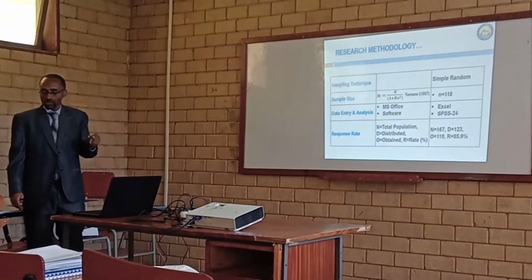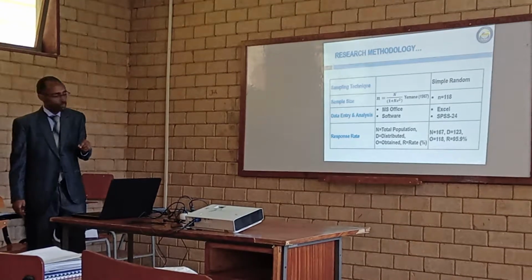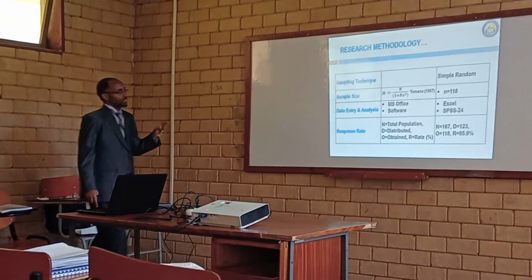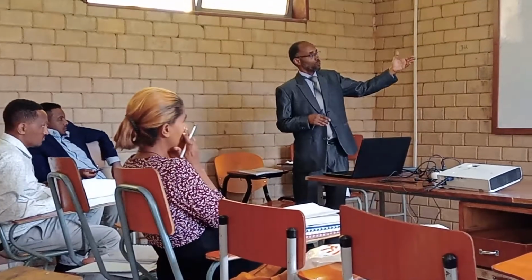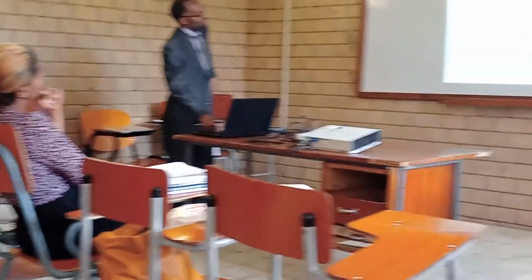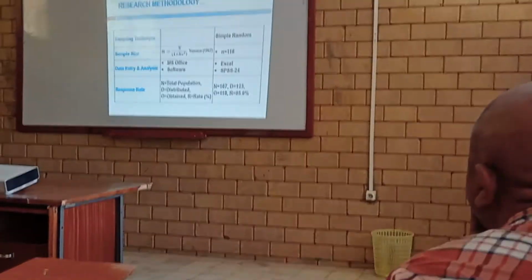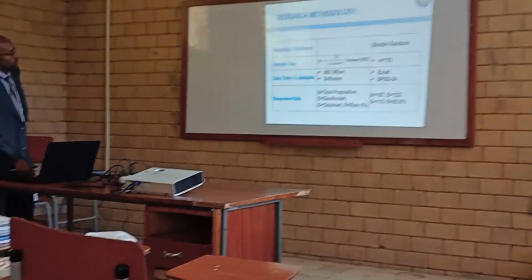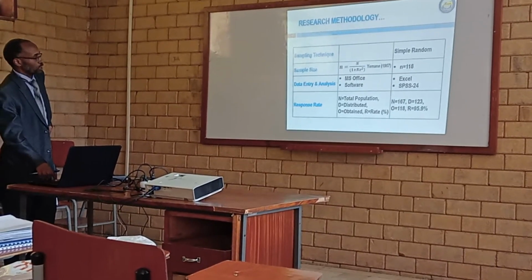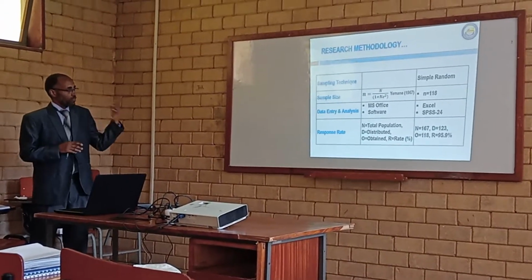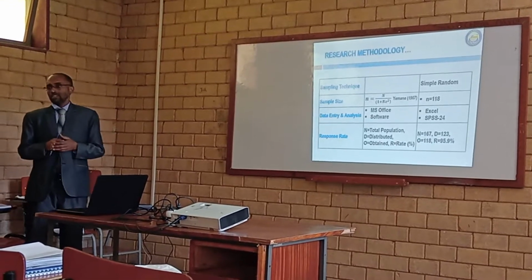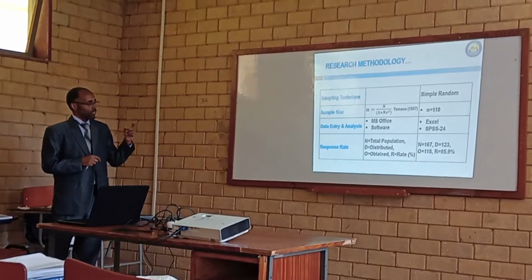I used a simple random sampling technique. I determined my sample size based on the famous Yamane formula, this one. My population is 167, so my sample size based on this calculation will be 118. I used SPSS software, especially version 24, and also Excel and Word. My response rate is 95, almost 96%. I distributed 123 questionnaires, and I obtained 118.